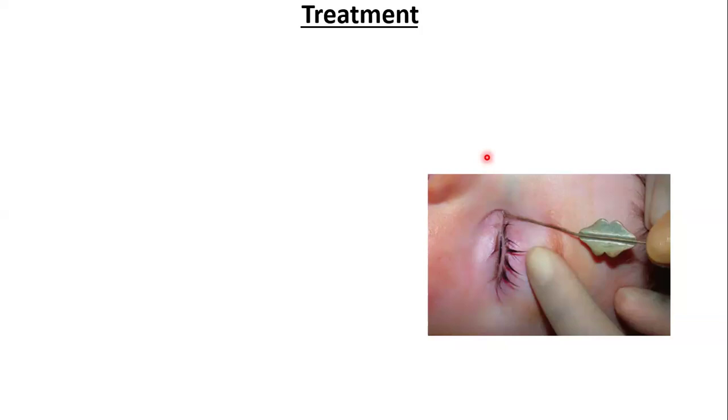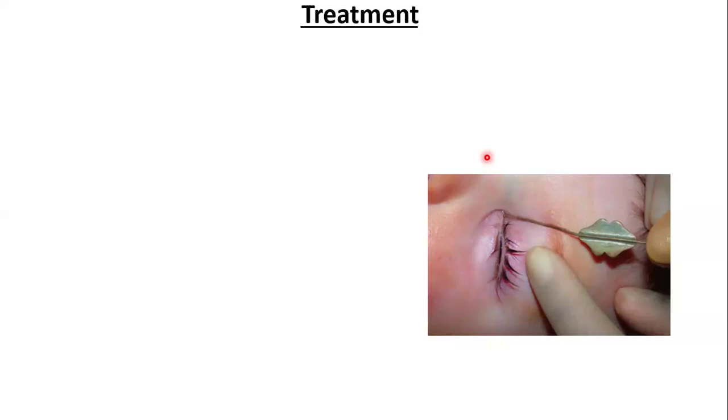Okay. And we'll wait for about 1 to 1.5 years. It usually resolves spontaneously with the lacrimal massage, and if it is not resolving, then you have to go for probing of the nasolacrimal duct. Exactly. So usually 90 to 95% of those patients will have a spontaneous resolution with only the massage.